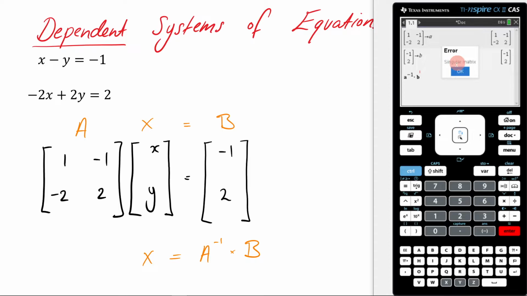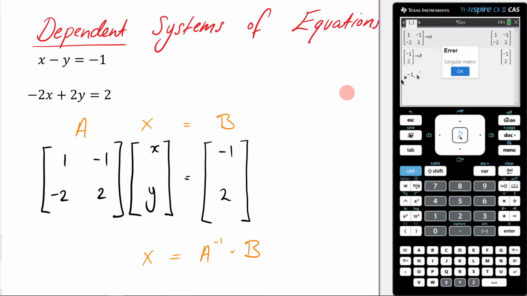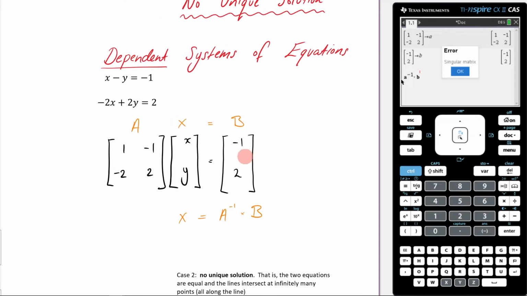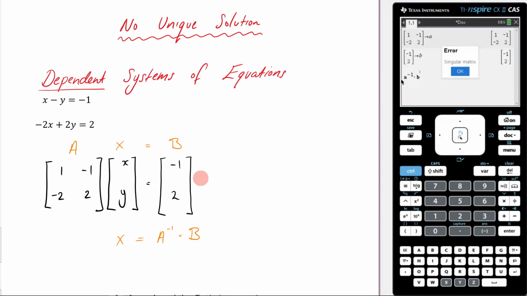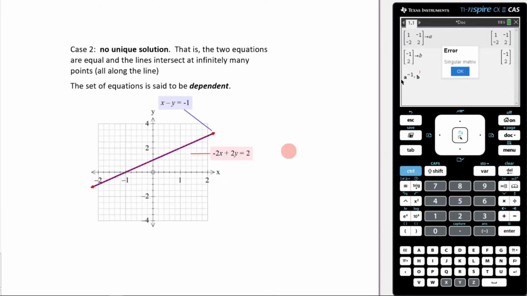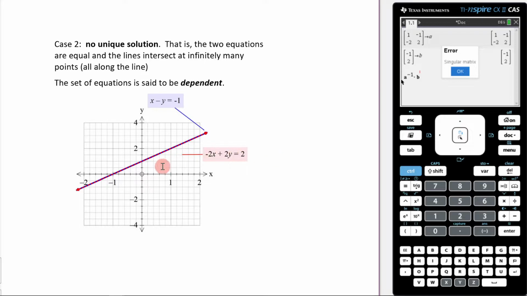But now you might be asking yourself, well, how do I, because remember when we did inconsistent systems of equations, it came up with the same thing about the singular matrix. So how do we differentiate between having a dependent system of equations? That's when there is no unique solution, meaning that the two equations are equal and the lines intersect at infinitely many points. So in other words, you've got the same line. We call them dependent because each line is dependent on the other because they're the same thing. There's an infinite amount of solutions here.